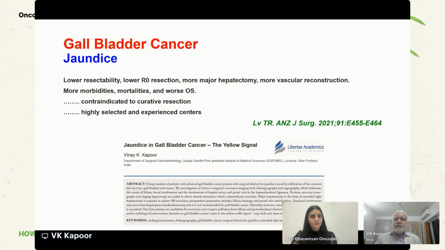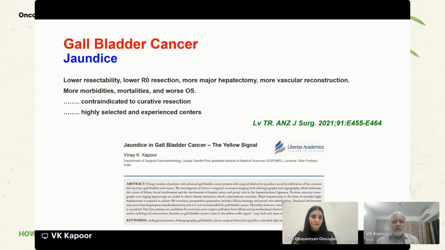Majority of patients with advanced or clinically obvious gallbladder cancer present with jaundice, which could be because of direct infiltration of CBD or because of lymph nodes in the hepatoduodenal ligament. And most studies have shown that in these patients, the resectability rates are low. The chances that we will get R0 resection are less. They may require major hepatectomy and vascular resection. Mortality and morbidity is high and outcome is poor. So many centers think that it is a contraindication for curative resection, but it can be done in highly selected cases and in experienced centers.